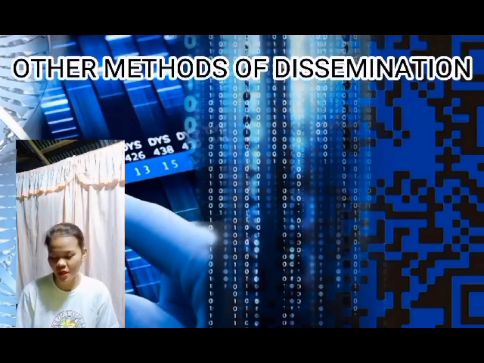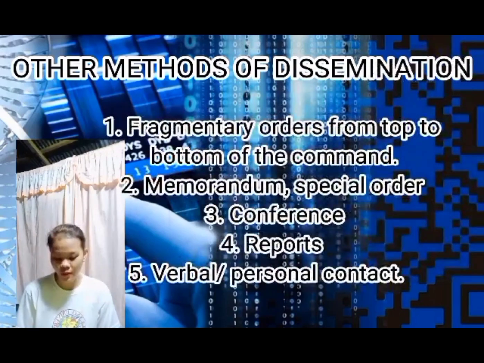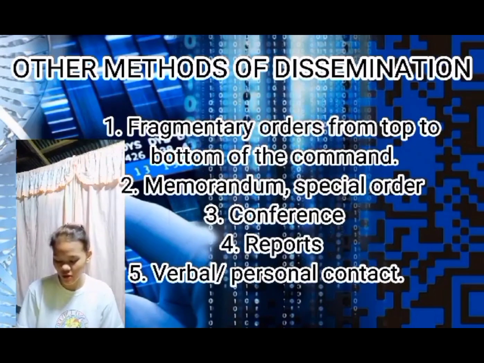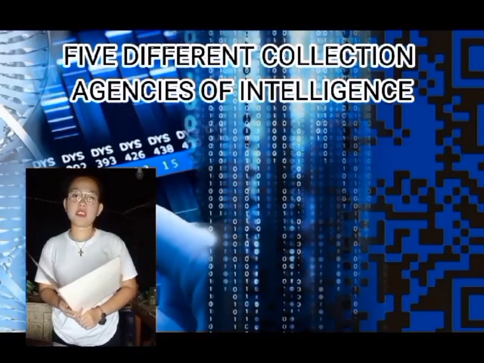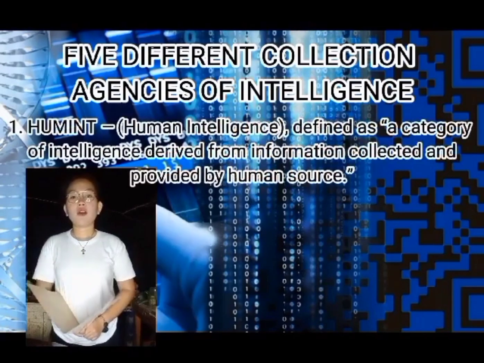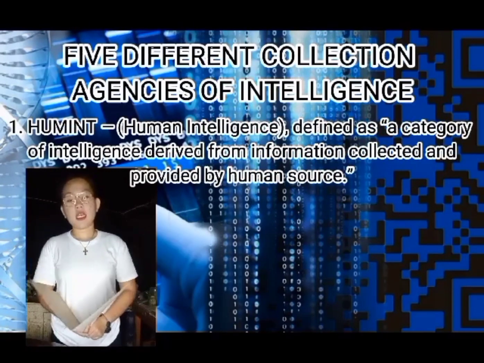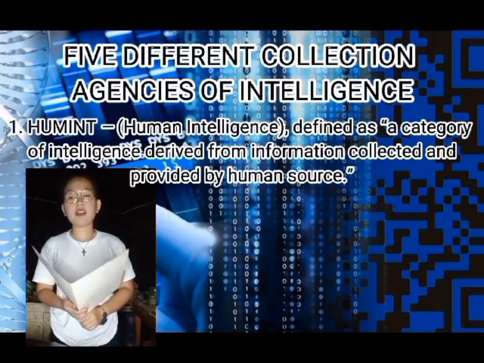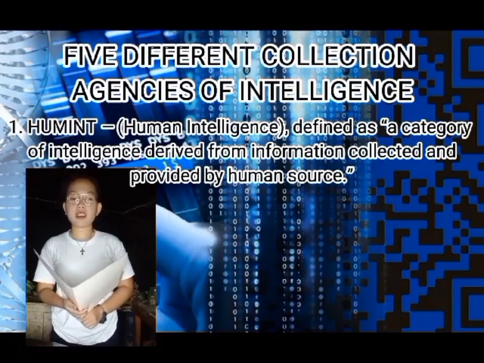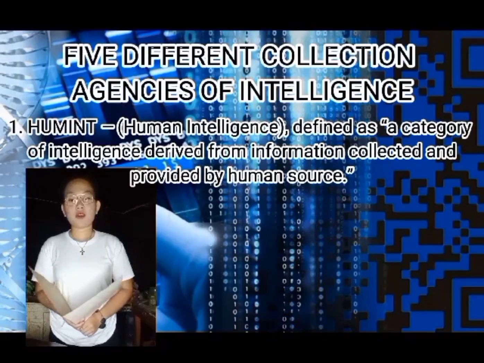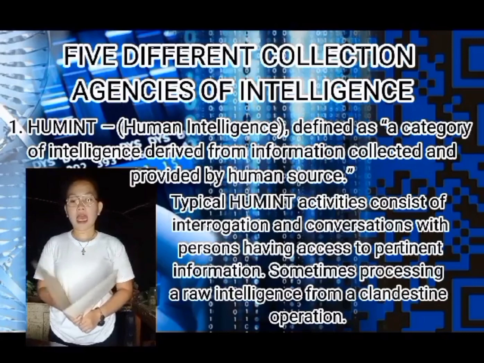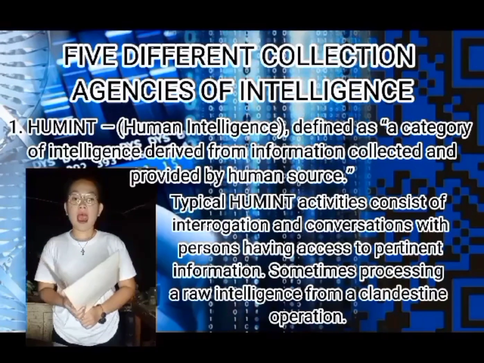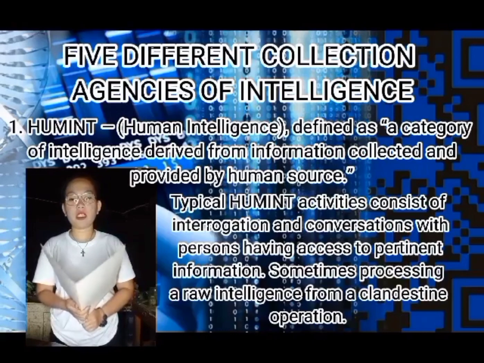These are the other methods of dissemination. Fragmentary orders from top to bottom of the command, memorandum or special order, conference, reports, and verbal or personal contact. Five different collection agencies of intelligence. So first is human. Human means human intelligence. Human intelligence is defined as a category of intelligence derived from information collected and provided by human sources. Typically, human activities consist of interrogation and conversation with a person having access to pertinent information.